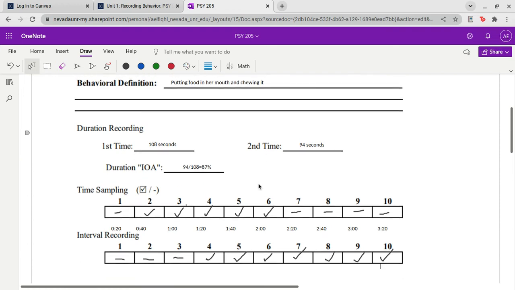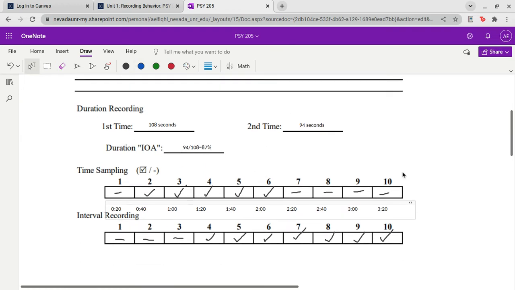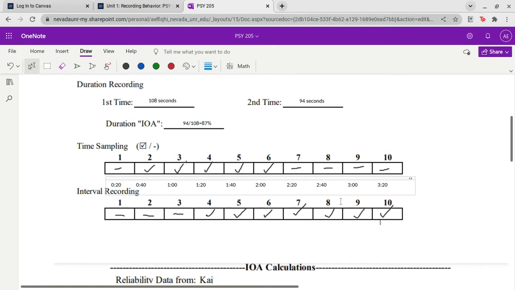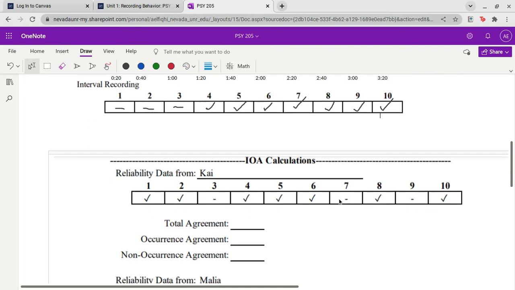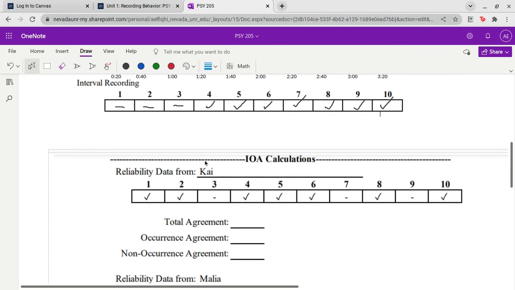Of course, for each of these, you would probably have to rewatch the video to make sure you're getting an accurate sample. It's kind of hard to do these at the same time, so you would definitely want to go through the video for each of these examples. So from there, we are going to do the IOA calculations.